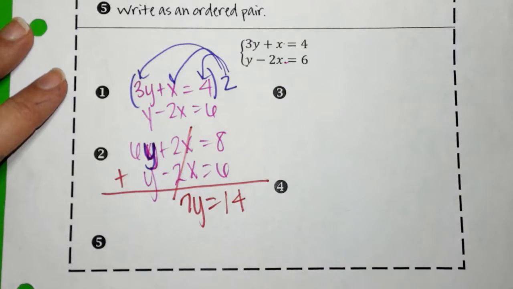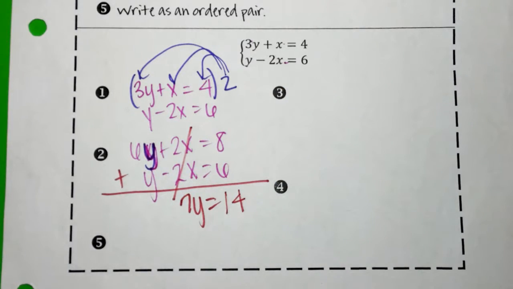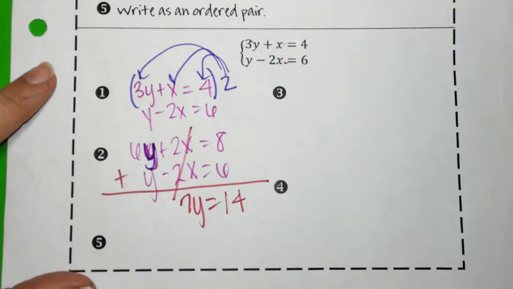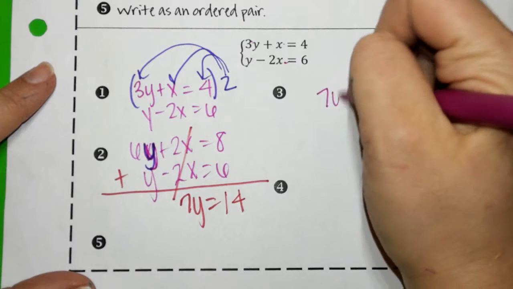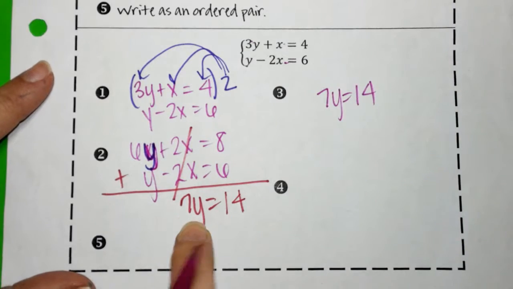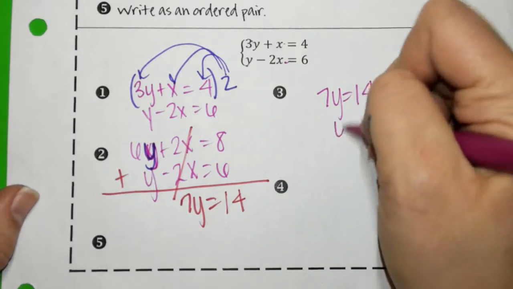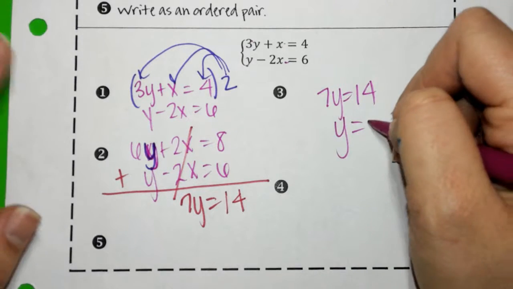Step 3. Y equals 2. Okay, alright, so step 3 is eliminate one variable and solve for the other. So we are going to rewrite what our y is over here, and we're going to solve for y. So we got 7y equals 14. How would we solve for y? Divide by 7. Divide by 7, so what does y equal? 2.